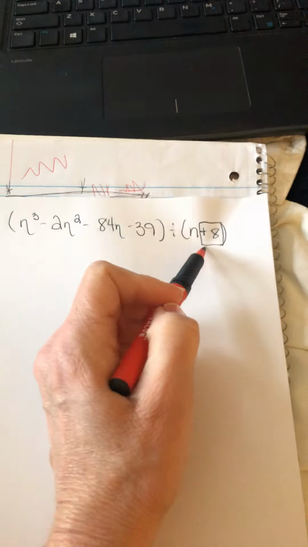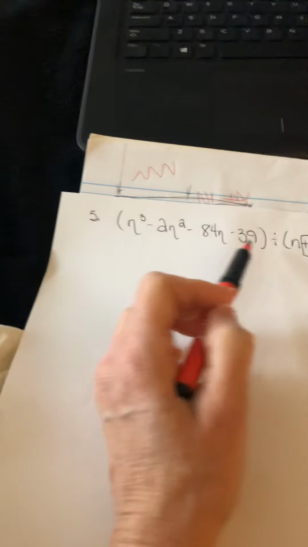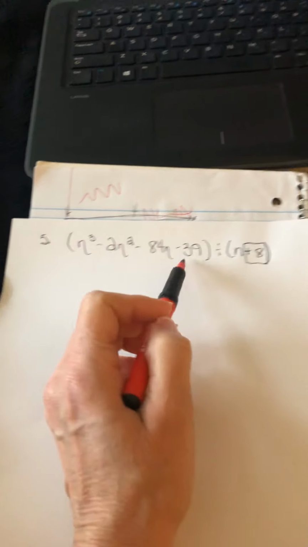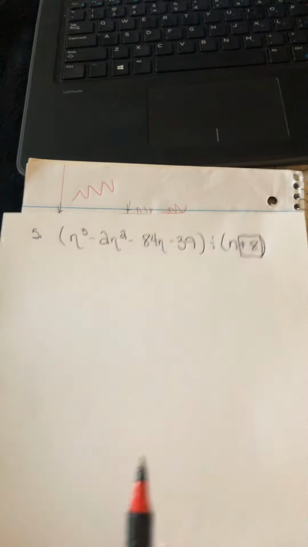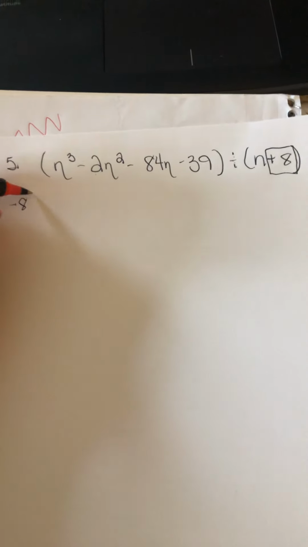So what we're going to do is take this positive 8, and remember what this is called? This is our divisor, and this is our dividend. We're going to take that positive 8 in the divisor, change the sign and make it a negative 8. Voila.